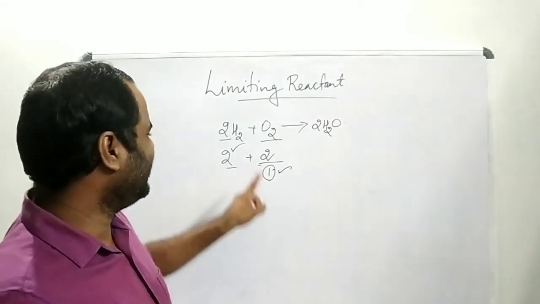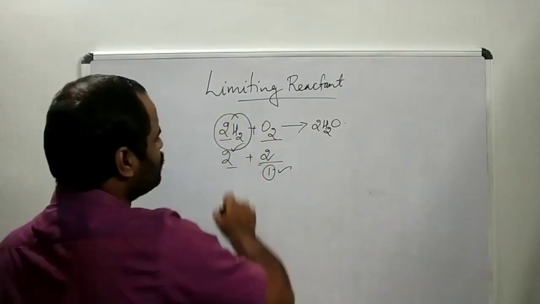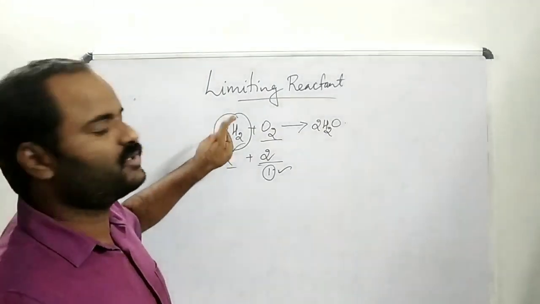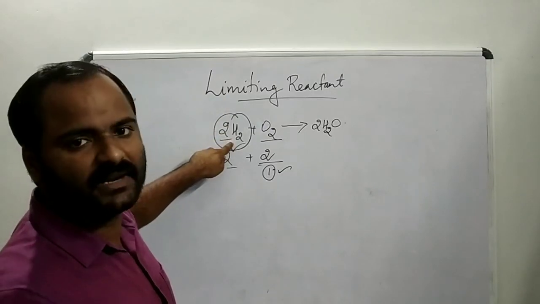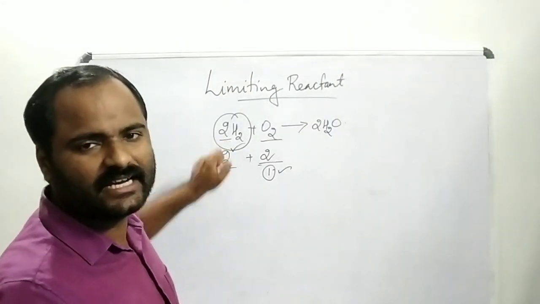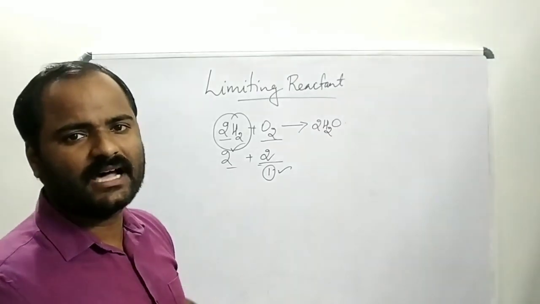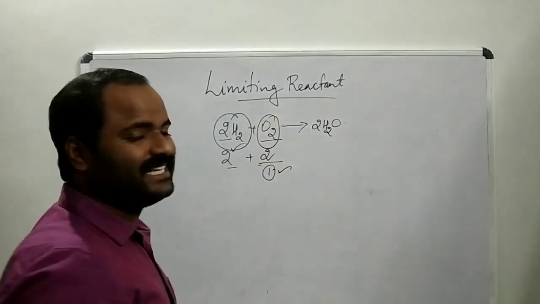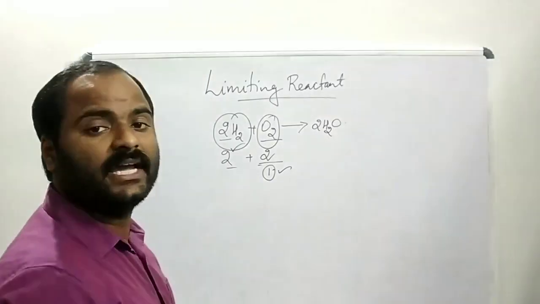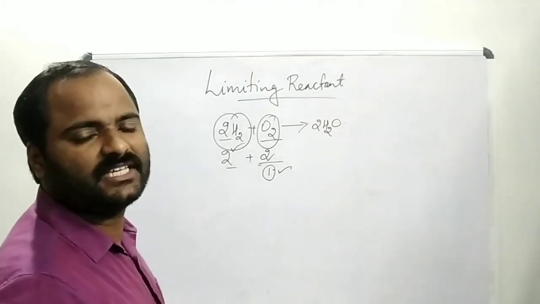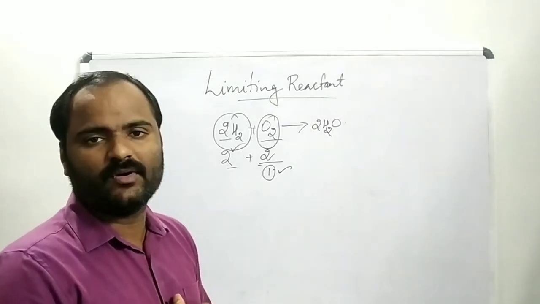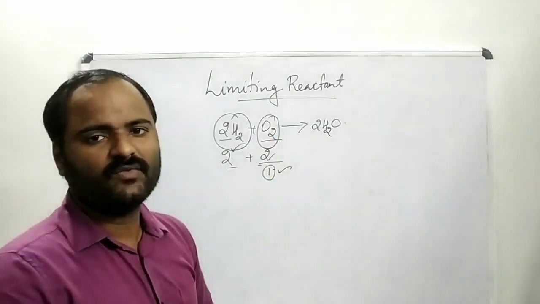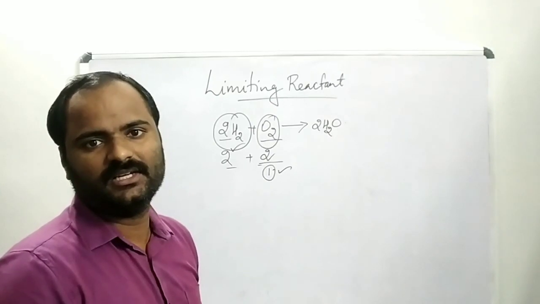The reactant which is completely consumed in a reaction is called limiting reactant. So here it is hydrogen. The limiting reactant limits the amount of the product formed. And the reactant which is present in excess amount is called excess reactant. So the limiting reactant limits the amount of the product formed, or is used up completely in the reaction, and the reactant present in excess amount is called excess reactant.